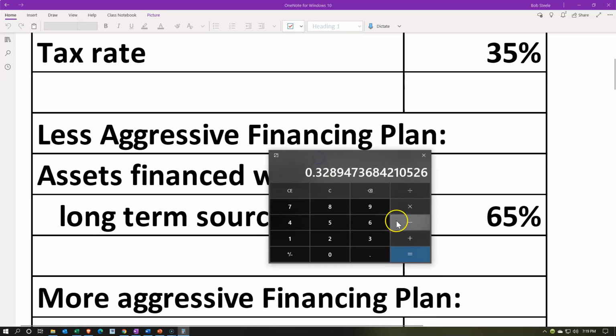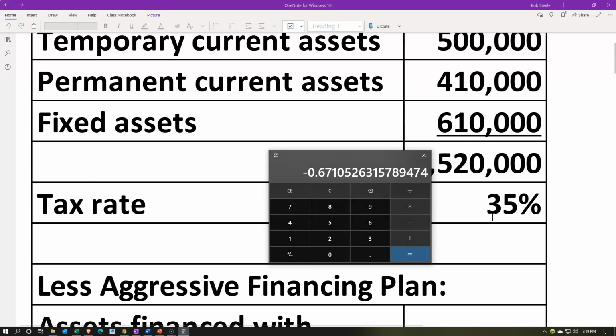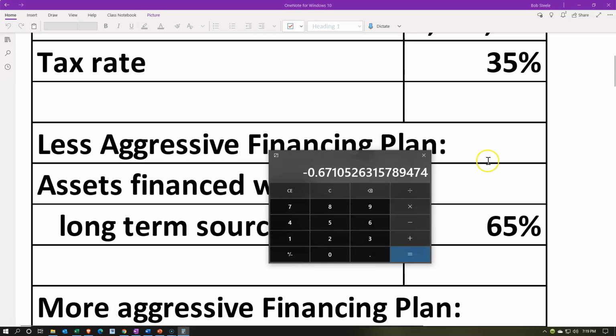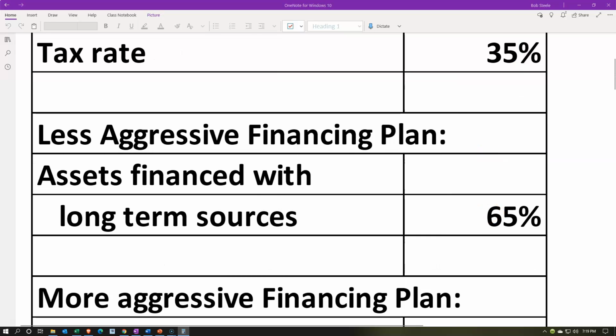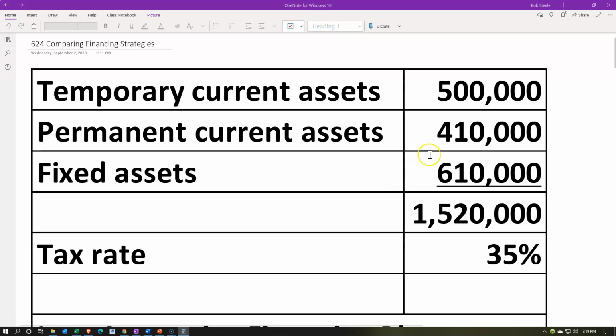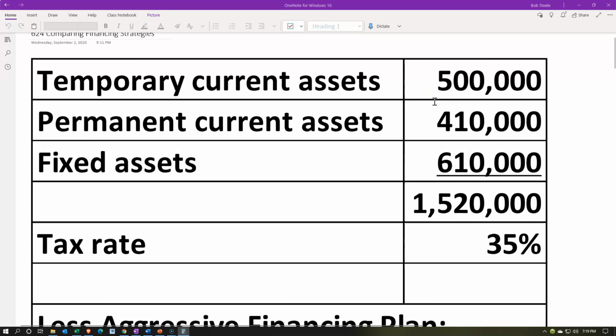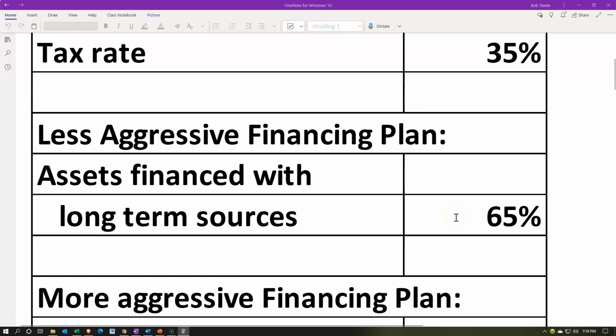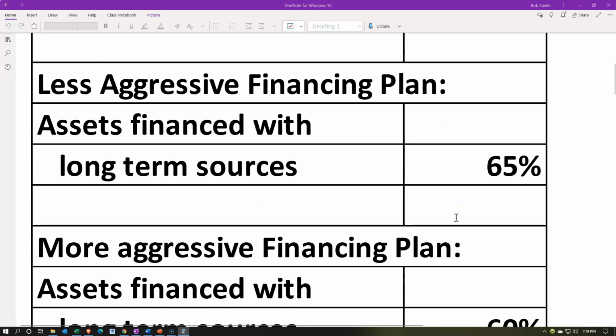So if I subtract that from 1, then you would think that 67% would be lining up more exactly to the ratio. So this is pretty close to lining up to what you would think would be the ratio, right? That's pretty close to saying permanent assets and fixed assets more at the long term, temporary kind of at the short term in that mix. So 65% for the long term, the other being the short term.